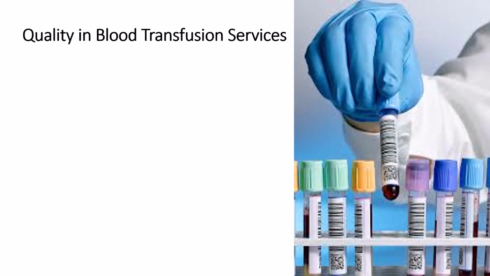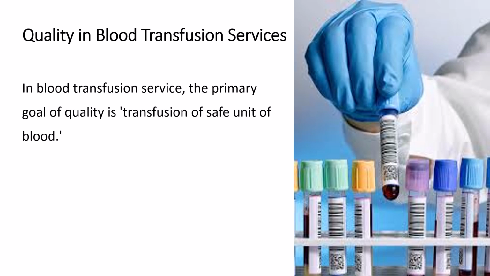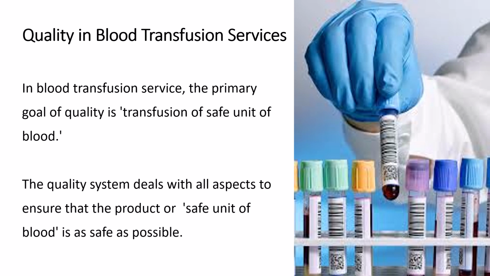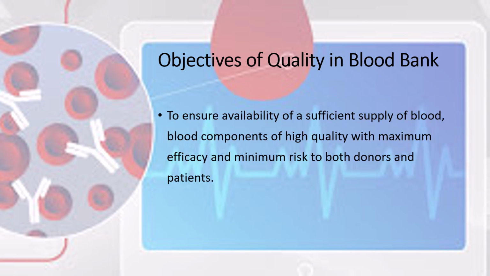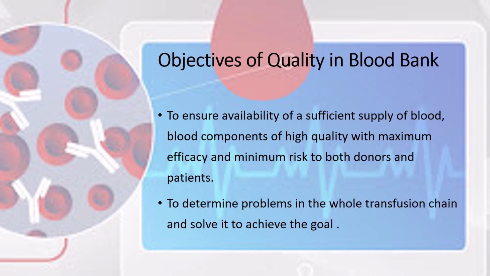Quality in the blood transfusion services. In blood transfusion service, the primary goal of quality is transfusion of a safe unit of blood. The quality system deals with all aspects to ensure that the product or unit of blood is as safe as possible. What is the objective of quality in the blood bank? To ensure the availability of a sufficient supply of blood components of high quality with maximum efficacy and minimum risk to both donor and patients. To determine the problems in the whole transfusion chain and to solve them to achieve the goal.